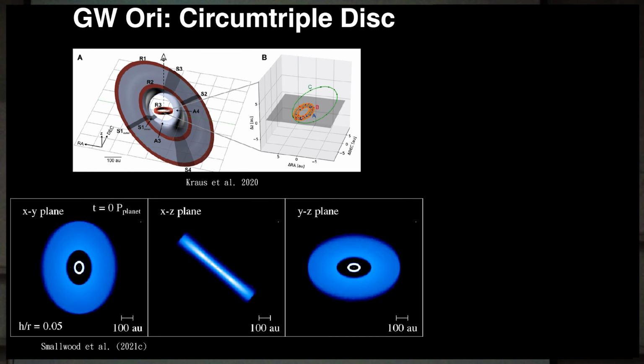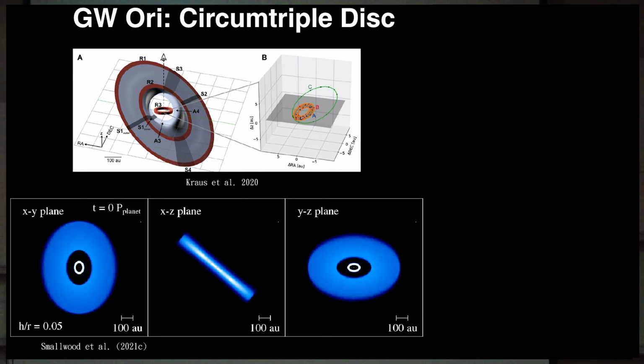So the triple system's torque does not break the disk. It can break the disk if you have a high viscosity. But for observationally motivated parameters of protoplanetary disks, we don't see that the torque is the cause of this disk breaking. So now we provide another scenario where there's actually a planet that's carving that gap.